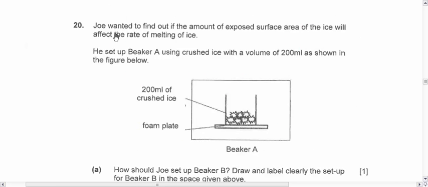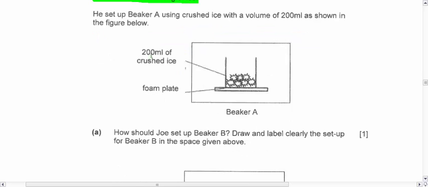Now question 20, Joe wanted to find out if the amount of exposed surface area of the ice will affect the rate of melting. So he wants to find out the amount of exposed surface area of the ice and how it affects the rate of melting of the ice. So initially he has 200 ml of crushed ice. Now if you look at crushed ice, it is very small particles. So if it's very small, then each piece, the exposed surface area is quite a bit, correct? Because they are very small. So all the pieces are actually exposed to the surrounding air.